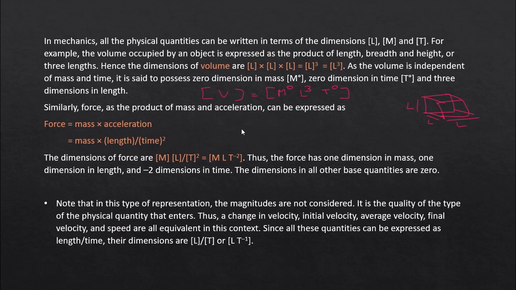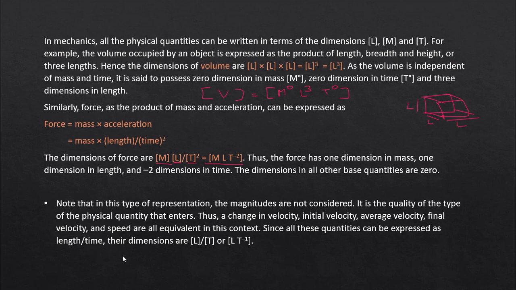Okay, so similarly, let's see for force. So the force is mass into acceleration, and then acceleration can be broken down into length upon time square. Okay, so what is the dimension for the mass? That is M. And what is the dimension for length? L. What is the dimension for time? It is T. Okay, and since there is a time square, we put T square. So when we combine all this, we have the dimension of the force as MLT minus 2. So the force has one dimension in mass, one dimension in length, and minus 2 dimensions in time.